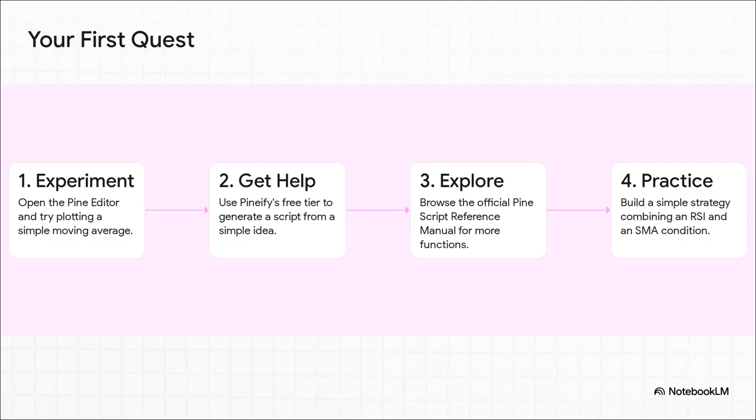Step 2. Go use a tool like Pineify to generate a basic script from one of your ideas. Step 3. Spend some time just browsing the official PineScript documentation to see what's possible. And finally, challenge yourself. Try to combine a few conditions like go long when the RSI is below 30 and the price is above the 50-period moving average.